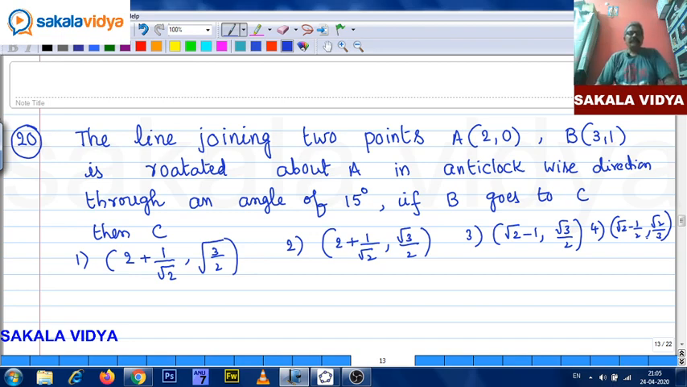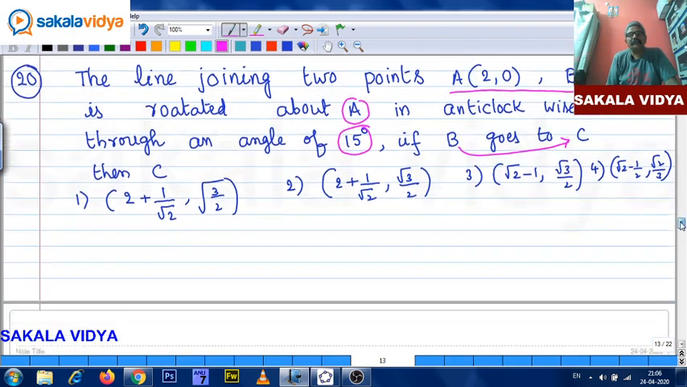Okay, now the line joining two points A (2, 0), B (3, 1) is rotated about A in anti-clockwise direction through an angle of 15 degrees. If B goes to C, then coordinates of C we need to find out. So that means the line joining these two points is rotated about A in the anti-clockwise direction by an angle of 15 degrees, then B moves to C. Then coordinates of C we need to find out. Okay, now let us do this question.